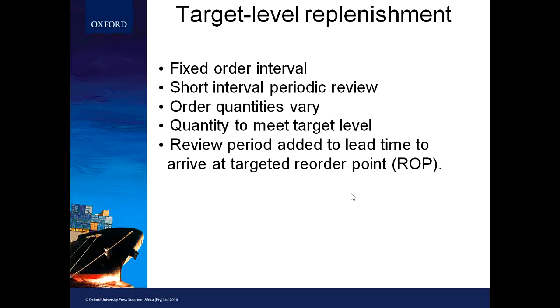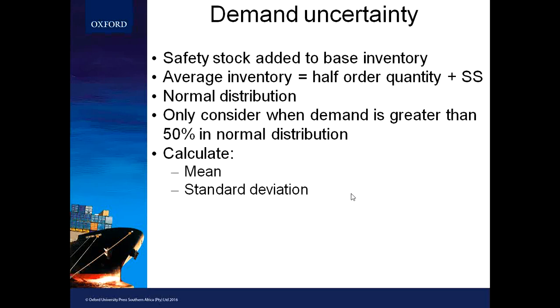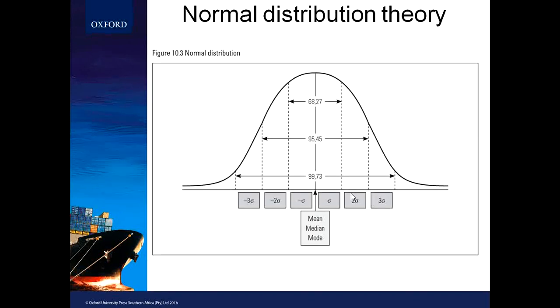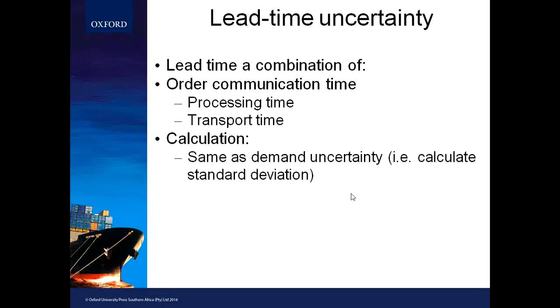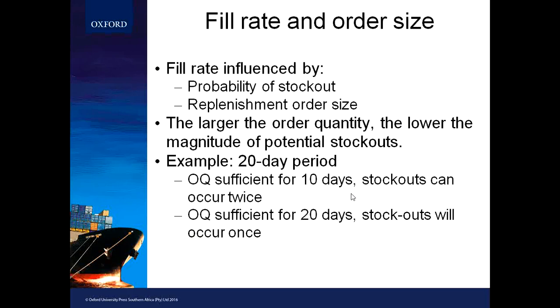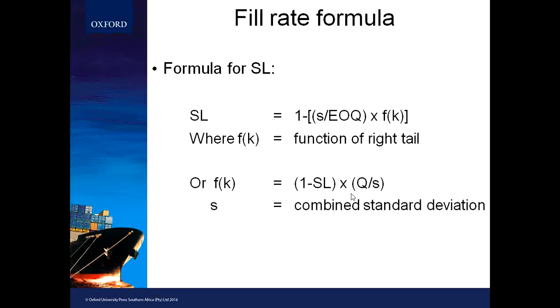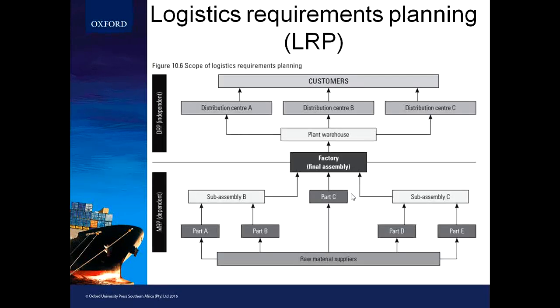It also explains the importance, as you can see, that is given in a kind of distribution, which is on demand uncertainty and certainty in the next slides. Target replenishments and demand uncertainty, safety stock added to the base inventory, and normal distribution as such. And then we have demand uncertainty, mean, median, and combined standard deviation. But fill rate and reorder size are important formulas. You need to just understand this. The remaining is not so important.